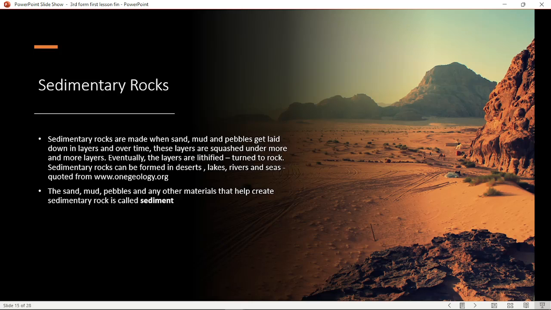Sedimentary rocks. This is the second of the three types of rocks found on the Earth's surface. These are made when sand, mud, and pebbles get laid down in layers, and over time, these layers are squashed under more and more layers. Eventually, these layers are turned into sedimentary rocks that can be formed in deserts, lakes, rivers, and seas. The sand, mud, and pebbles and any other materials that help create these sedimentary rocks are called sediment.